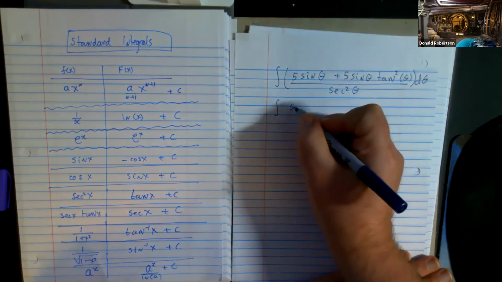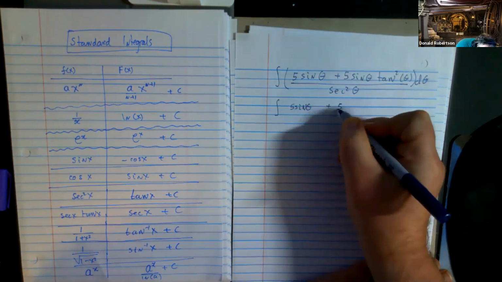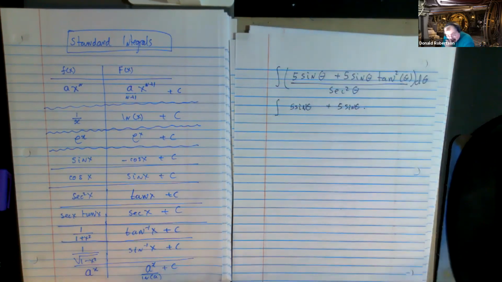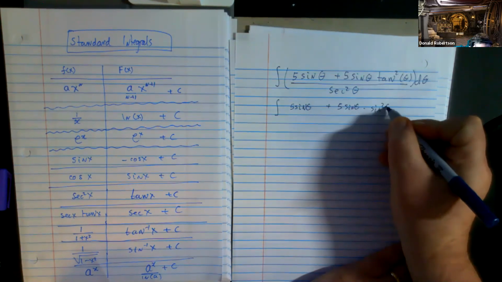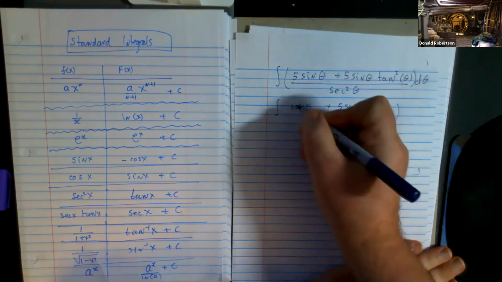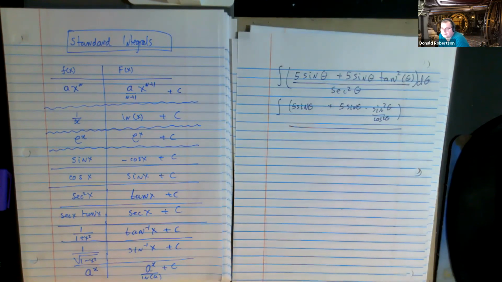So it's going to be 5 sine theta plus 5 sine theta. Isn't a tan a sine over a cosine? So won't a tan squared be a sine squared theta over a cos squared theta? All over. What is a secant in terms of a sine or a cosine?